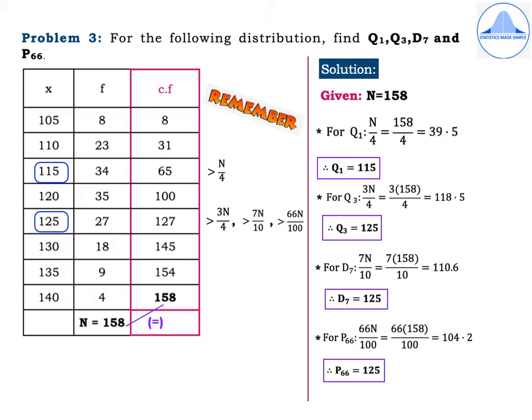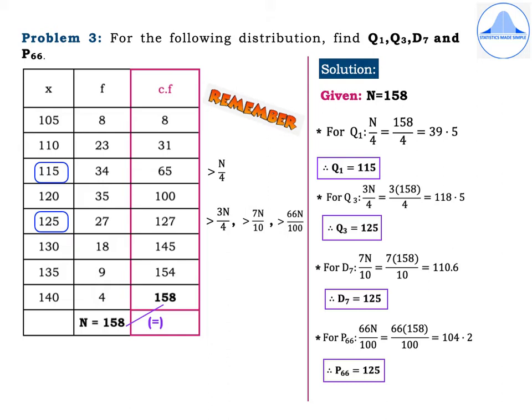Write given capital N equal to 158. Now for Q1, we need to find out capital N by 4, which is 158 divided by 4, which is equal to 39.5. Now in the CF column, find that value which is greater than 39.5, and if you observe the third column in the table, that particular value is 65. So next to 65, write greater than N by 4 and see what is the corresponding x value, which I have highlighted in blue color in an oval shape. So you get Q1 equal to 115.